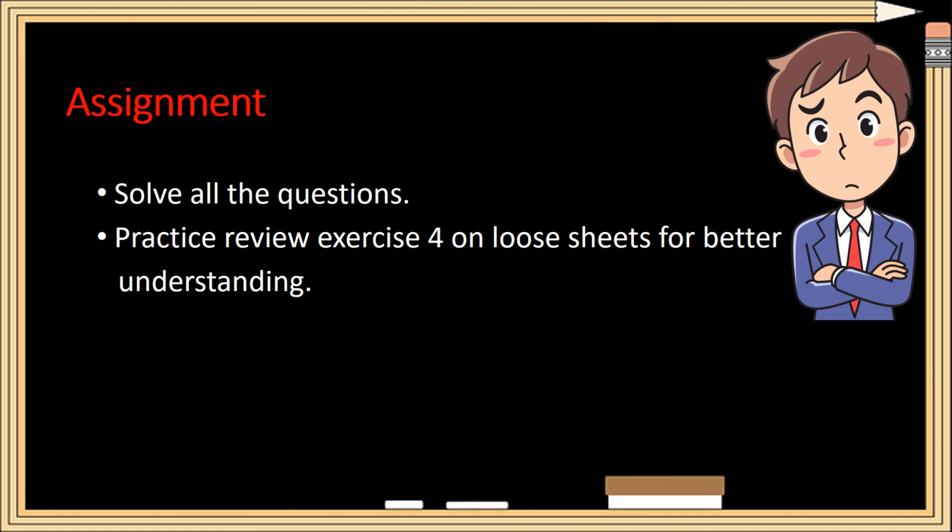So I hope, students, that you have understood the lecture well. For an assignment you have to solve all the questions. Practice review exercise 4 on loose sheets for better understanding.